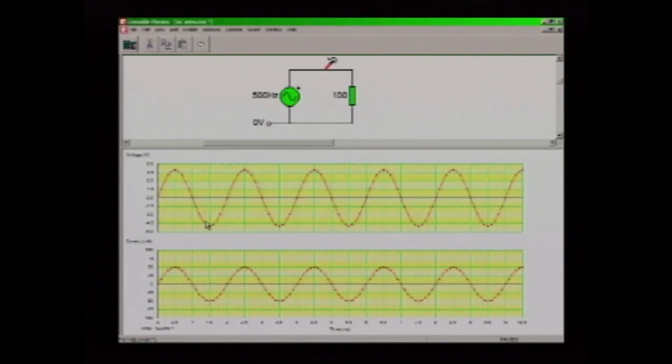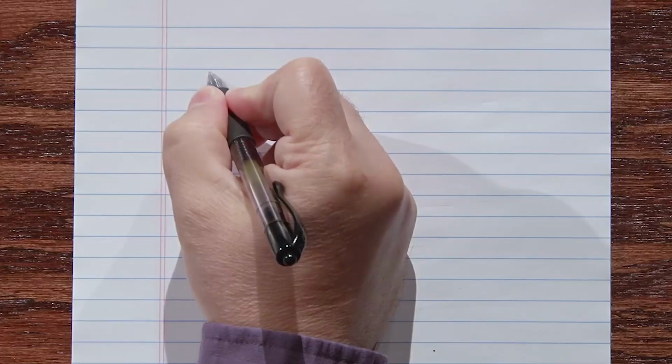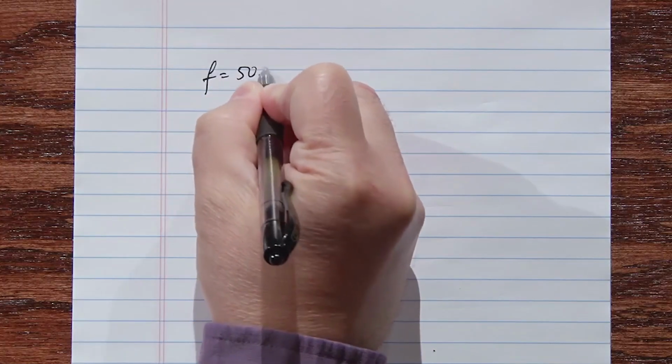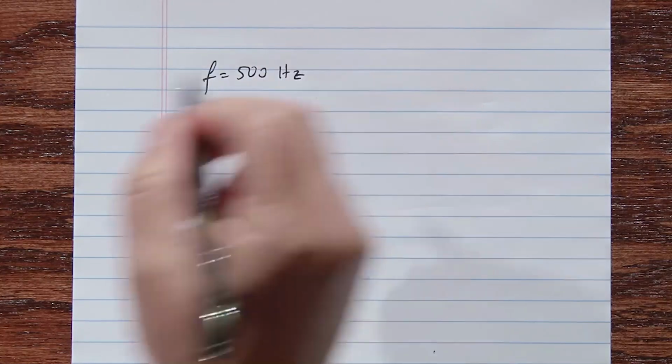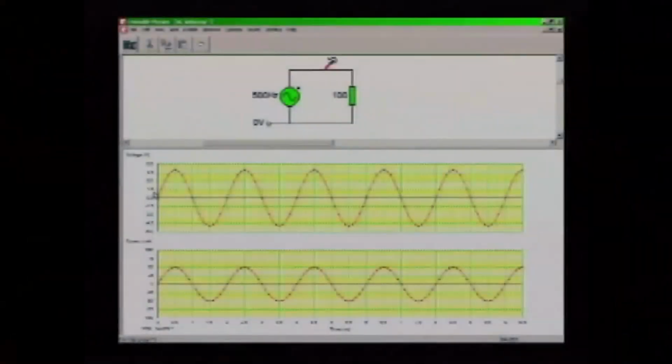And let's make some notes here. I will note that the frequency is equal to 500 hertz. And the time for one period is 2 milliseconds. So the period is equal to 2 milliseconds, or 2 times 10 to the -3 seconds. And so the frequency and the period should be related: the period of the oscillation is 1 over the frequency.